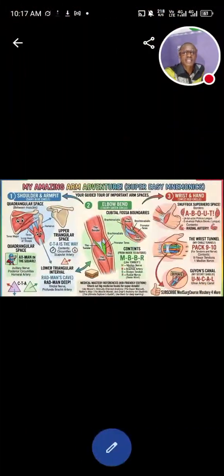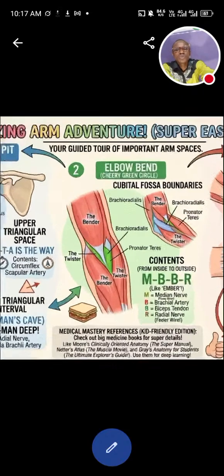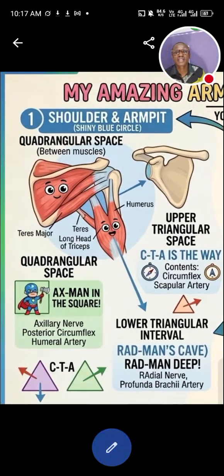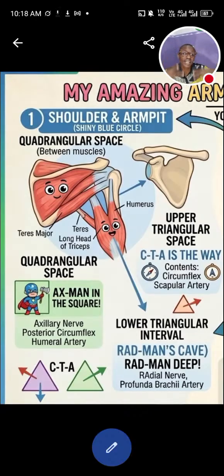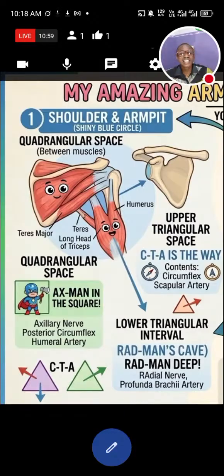Now, the video I sent to you said, my amazing arm adventure, super easy mnemonics. Can you see now? This one is spaces in the arm, shoulder and armpit. You can see there, this one gives you a clue: quadrangular space. We usually do it like this, you cross the 2 fingers. People like doing this instead. As anatomy people, we talk about relationships in anatomy. We talk about fashion in anatomy, styles of anatomy, patterns in anatomy, and we'll be doing that a lot. We'll be sending videos and materials across that will inspire.